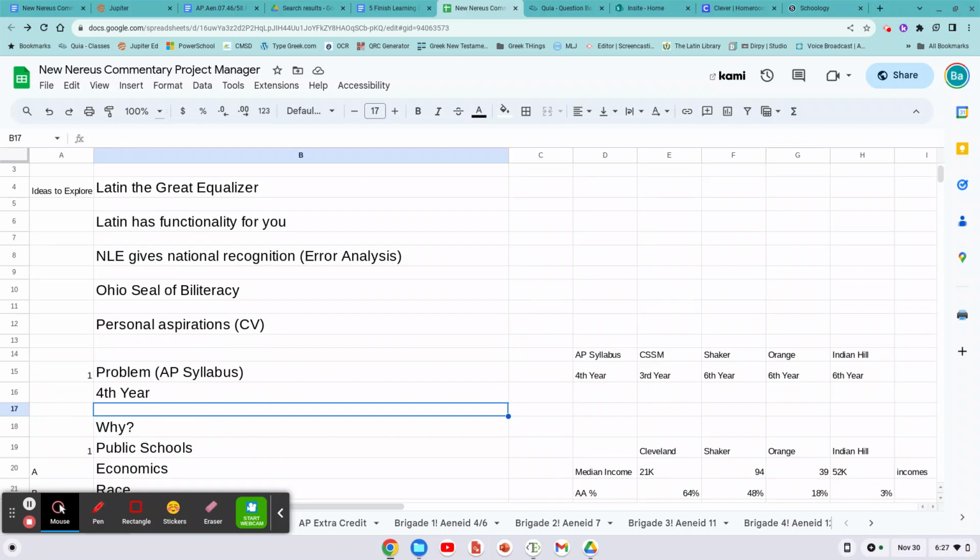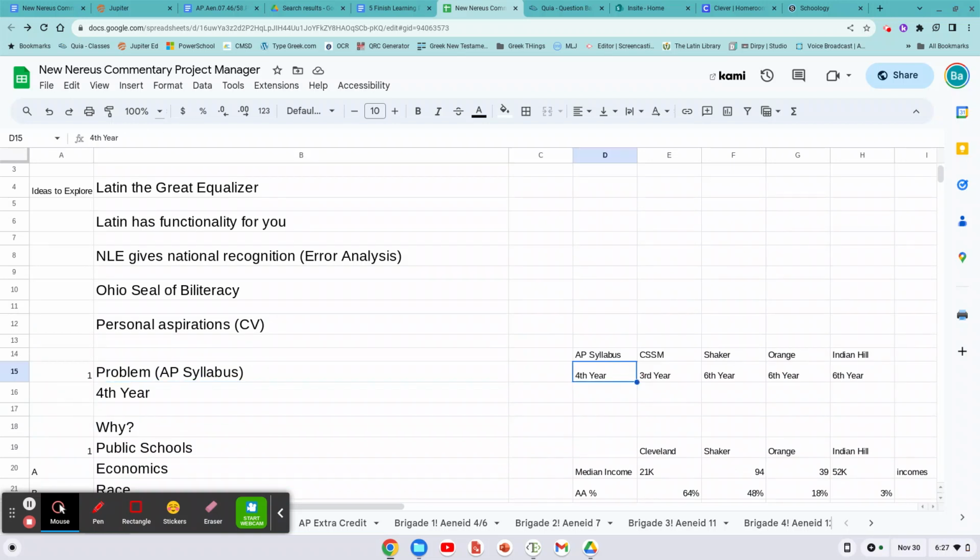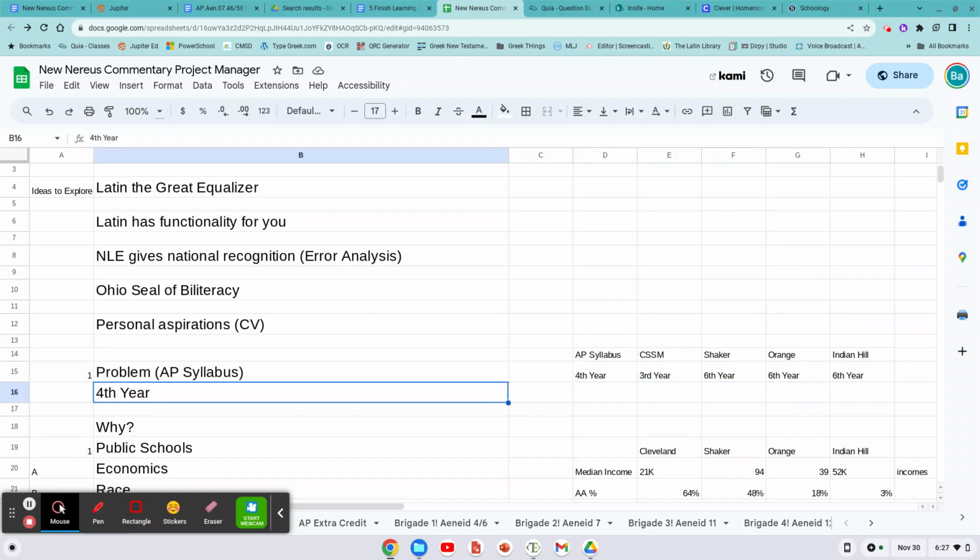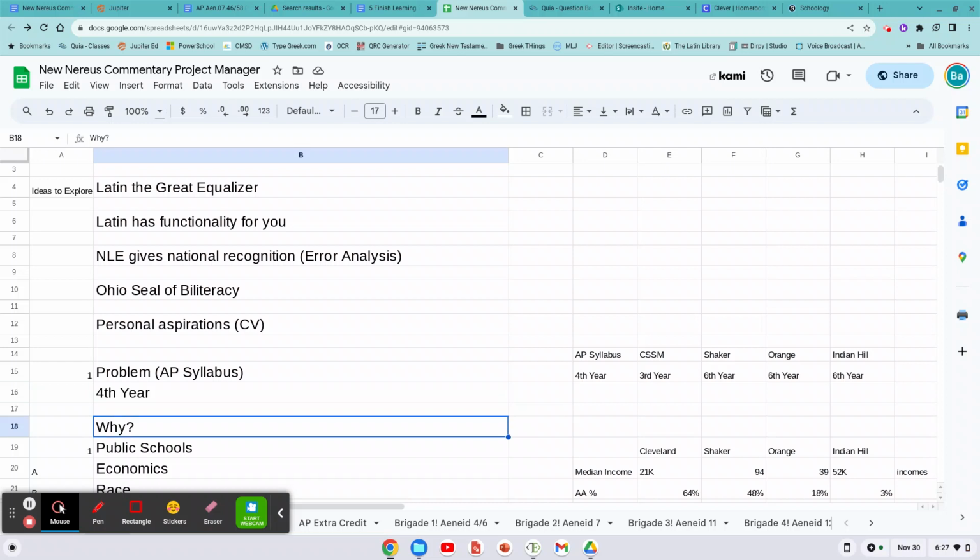Problems. Here's the number one problem. The AP syllabus nationally says it's 4 years of Latin. We're 3 years of Latin. But then I've given you three schools in Ohio that have Latin that are very good, and you can see it's in their 6th year of Latin. So there's our problem that we have in the district. We don't start Latin in the 7th grade. And then we have to look at why there's the disparity.